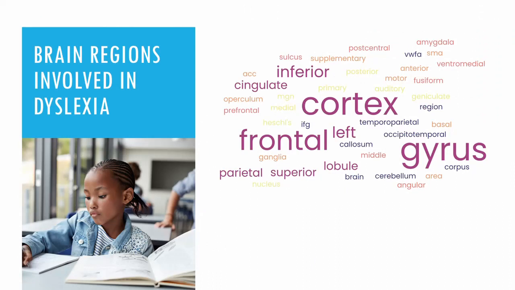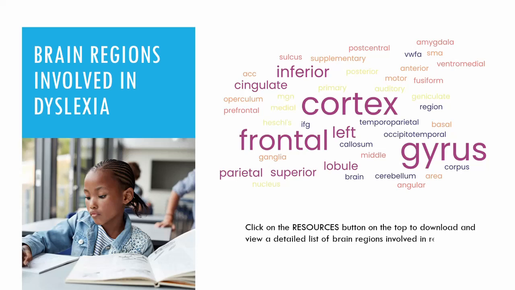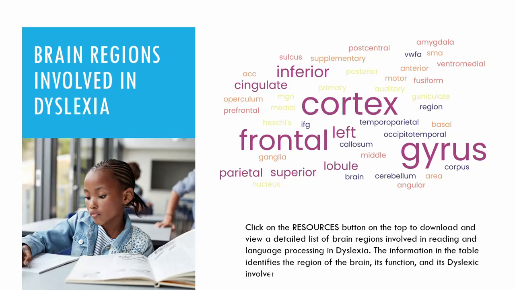Brain regions involved in reading and language processing. Click on the Resources button on the top to download and view a detailed list of brain regions involved in reading and language processing in dyslexia. The information in the table identifies the region of the brain, its function, and its dyslexic involvement.